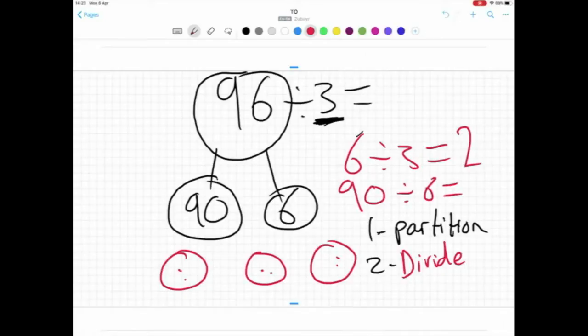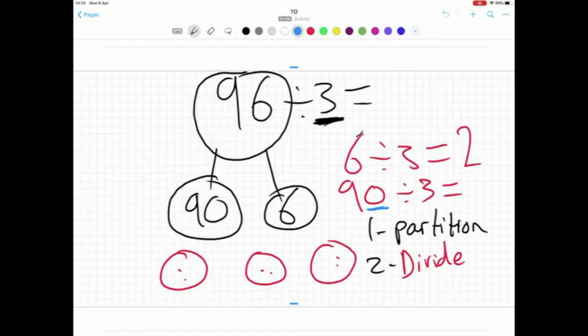Now to do this question, 90 divided by 3. Quick change there. 90 divided by 3. So the best way to do this question is to do 3, 6, 9. You know that you've got 3 times 3 equals 9, but I don't want 9, I want 90. And I know the relationship between 9 and 90 is 10 times bigger.